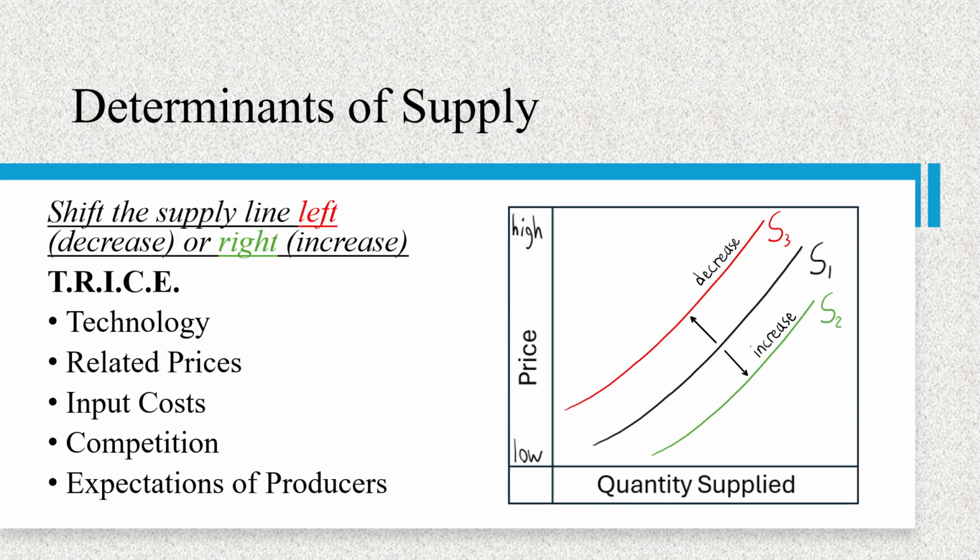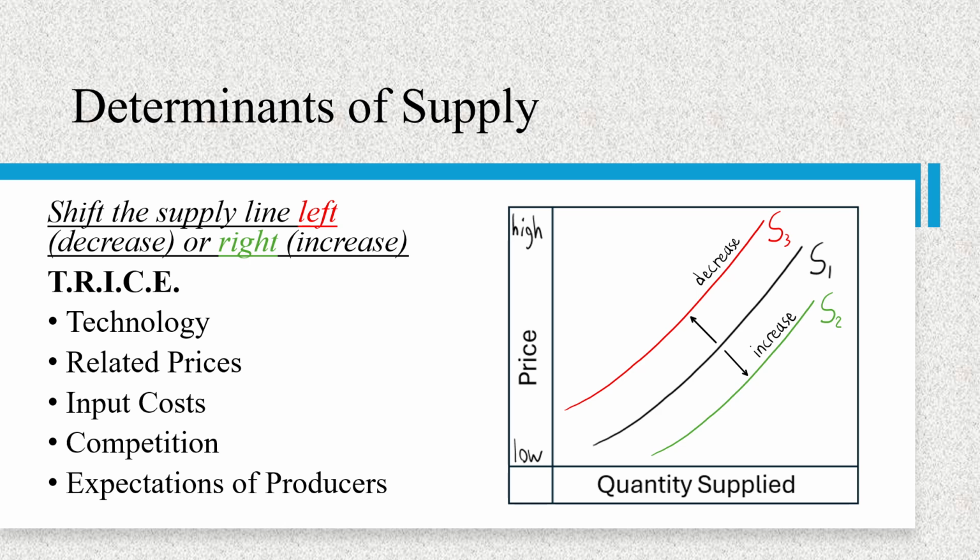The determinants of supply that shift the supply line left, decrease, or right, increase are the following: technology, related prices, input costs, competition, and the expectations of producers. So before we get into these things, let's take a minute to look at this graph.